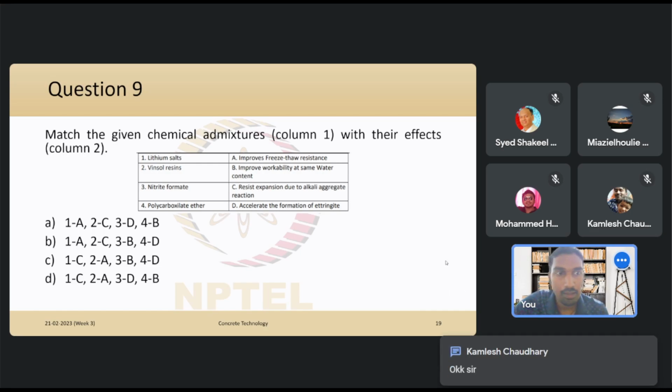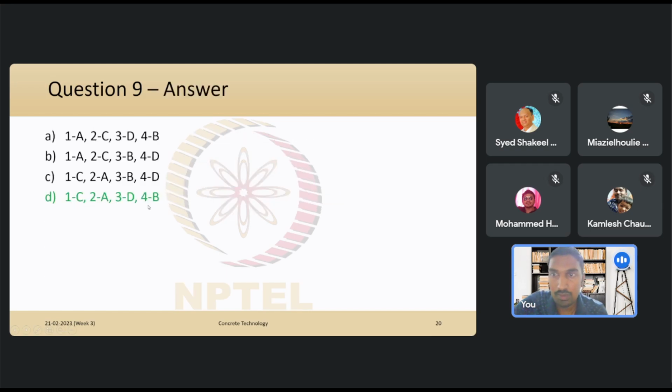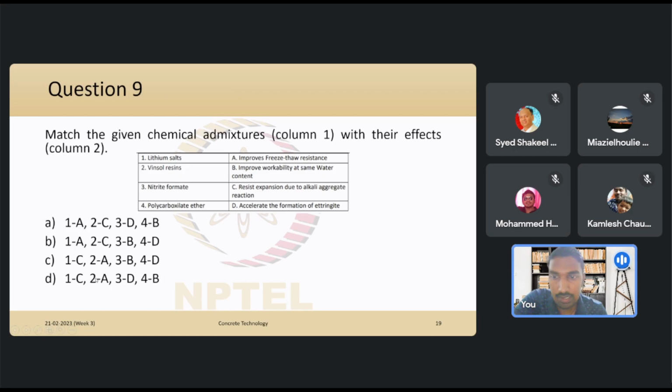Okay, now let's take a look at the answer for the 9th question. The right option is option D. So what is option D? 1C, 2A, 3D and 4B. Lithium salt is going to help us prevent the alkali aggregate reaction, right? One of the requirements of the aggregates is that they should be inert, but in some cases they do react, for example with alkalis. In that case, lithium salts can help us prevent the alkali aggregate reaction. So that is given in option C.